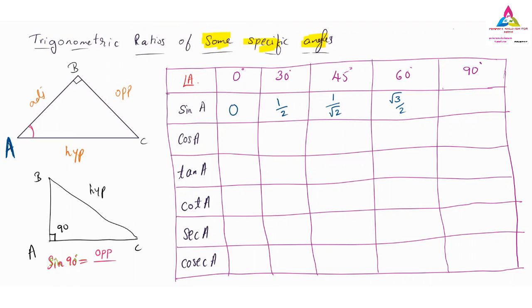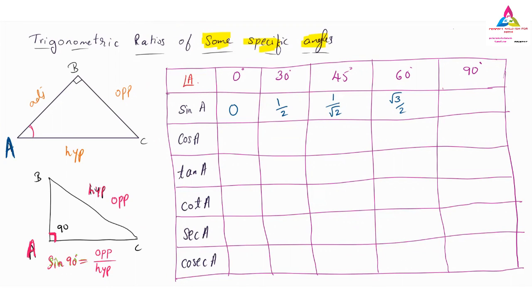Opposite by hypotenuse. Yes, opposite by hypotenuse. Here I am taking that angle as 90 degrees, as that main angle, that is angle A. So what is the opposite of this 90? BC. And hypotenuse, which one?